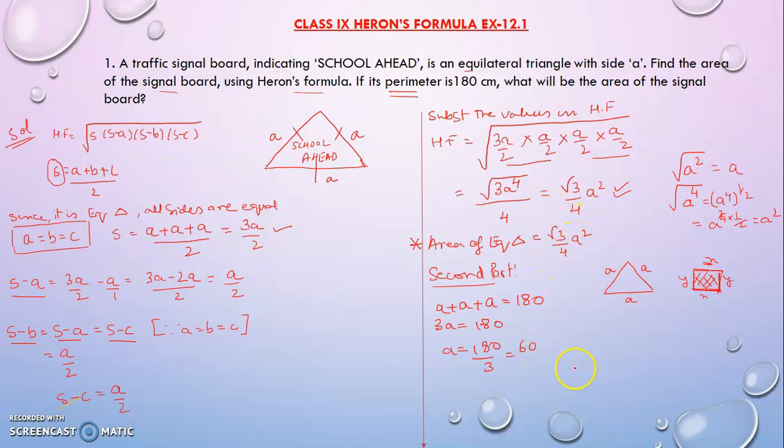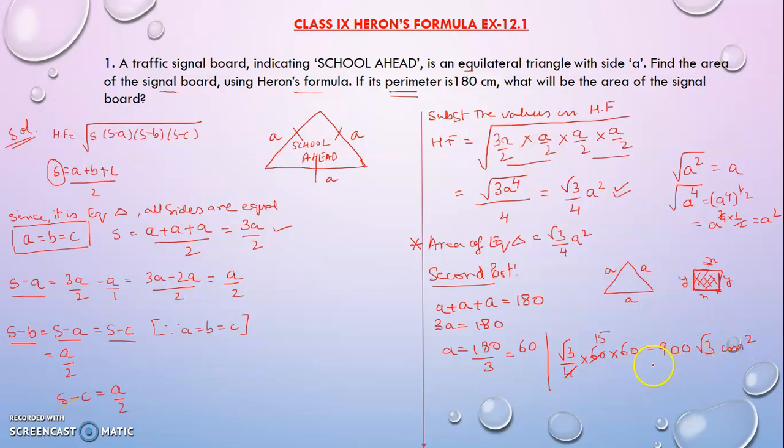Root 3 by 4 a square. So substitute this value of a in this formula. I will substitute root 3 by 4 into 60 into 60. 4 ones are 4, 15. 6 fives are 30, 0 carry, plus 3, so 900 root 3. Centimeter is given, so the area will be 900 root 3 centimeter square.